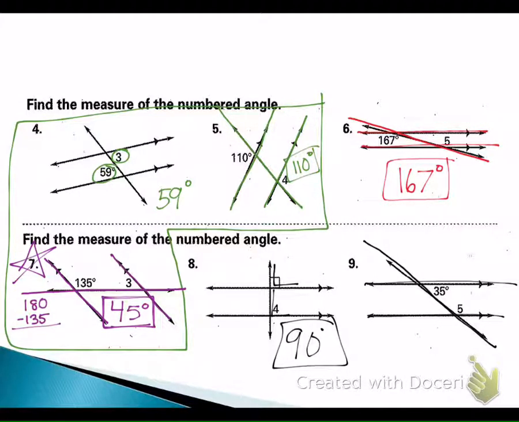Why is this one setting off sirens in my head? Same side interior. That's when the sirens go off. I need to remember, because they're supplementary. 180 minus 35. Here's what you need to know. They're always congruent except for these. If they're on the same side inside, then they're supplementary. And they're called same side interior.